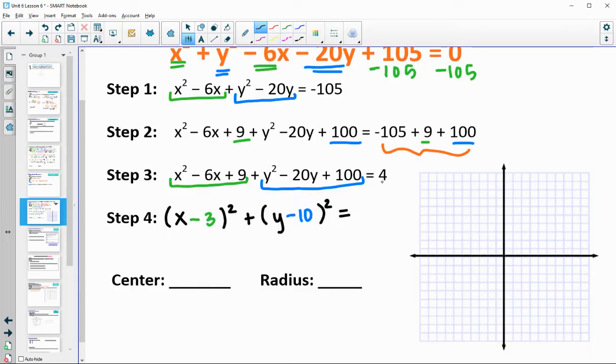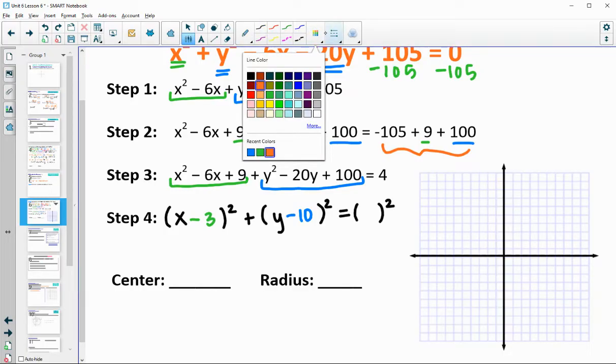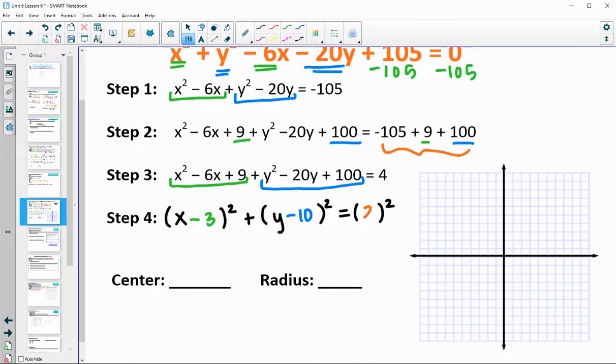And then on this side, you can leave it as a 4. You can also write it as the radius squared. So what number squared gives us 4? So that would be 2 squared if you want to have it written out like that.